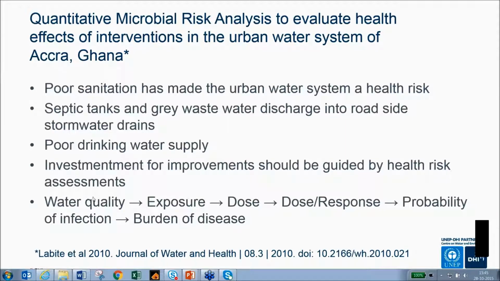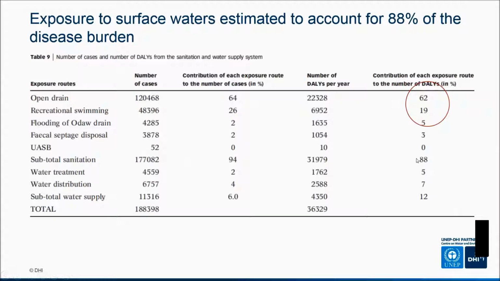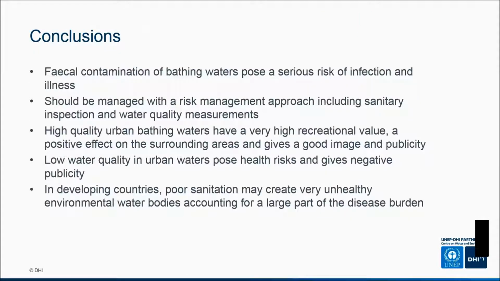So what they did was measure water quality, decide on exposure, decide the doses that you get when you are exposed to the waters, and based on that you can calculate the burden of disease. And what they found was that actually 88% of the disease burden related to water came from ambient waters, and mostly these open drains. That was more than 60% of the disease burden, but also recreational water was carrying a big responsibility in this regard. So to conclude, fecal contamination of bathing waters poses serious risk of infection and illness.